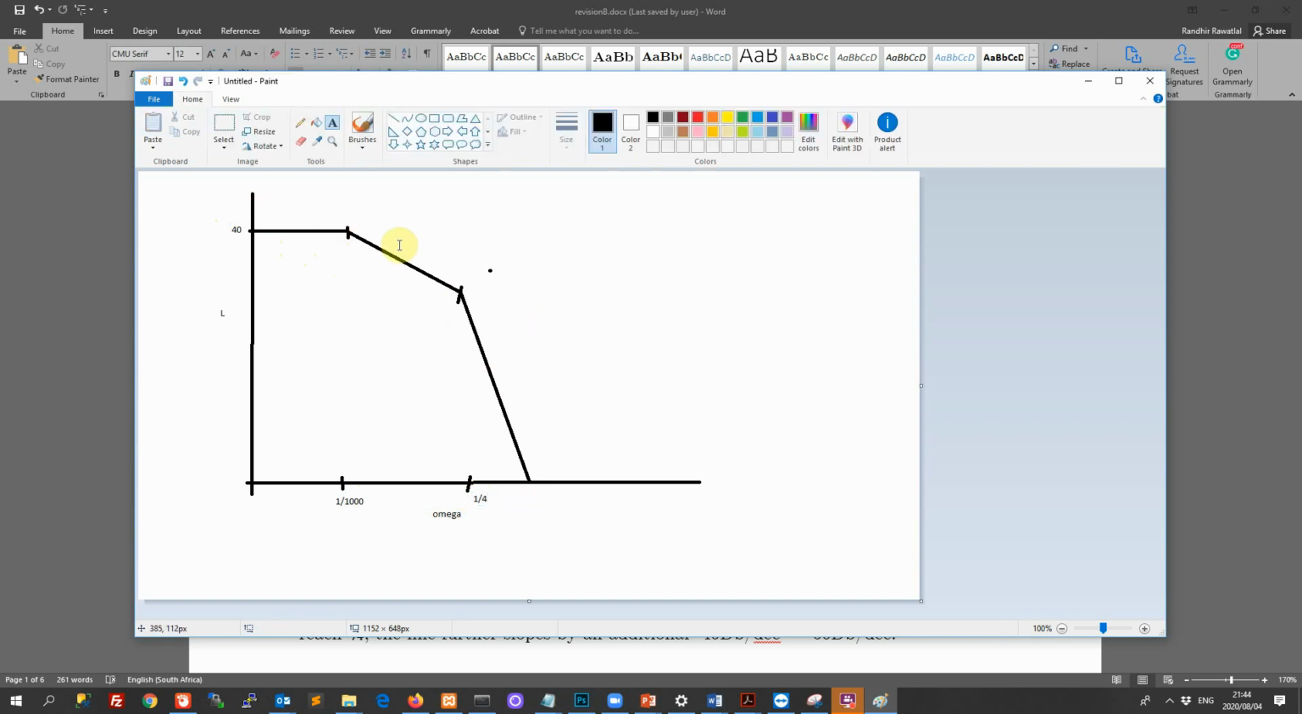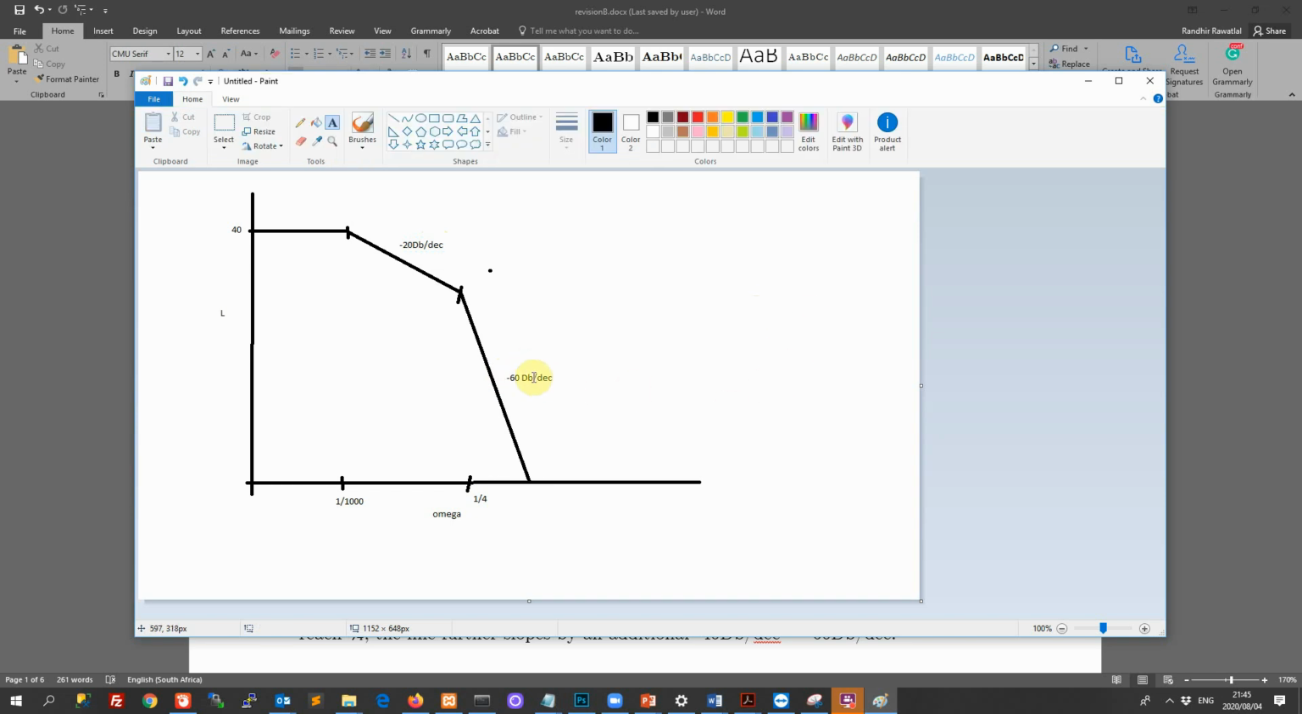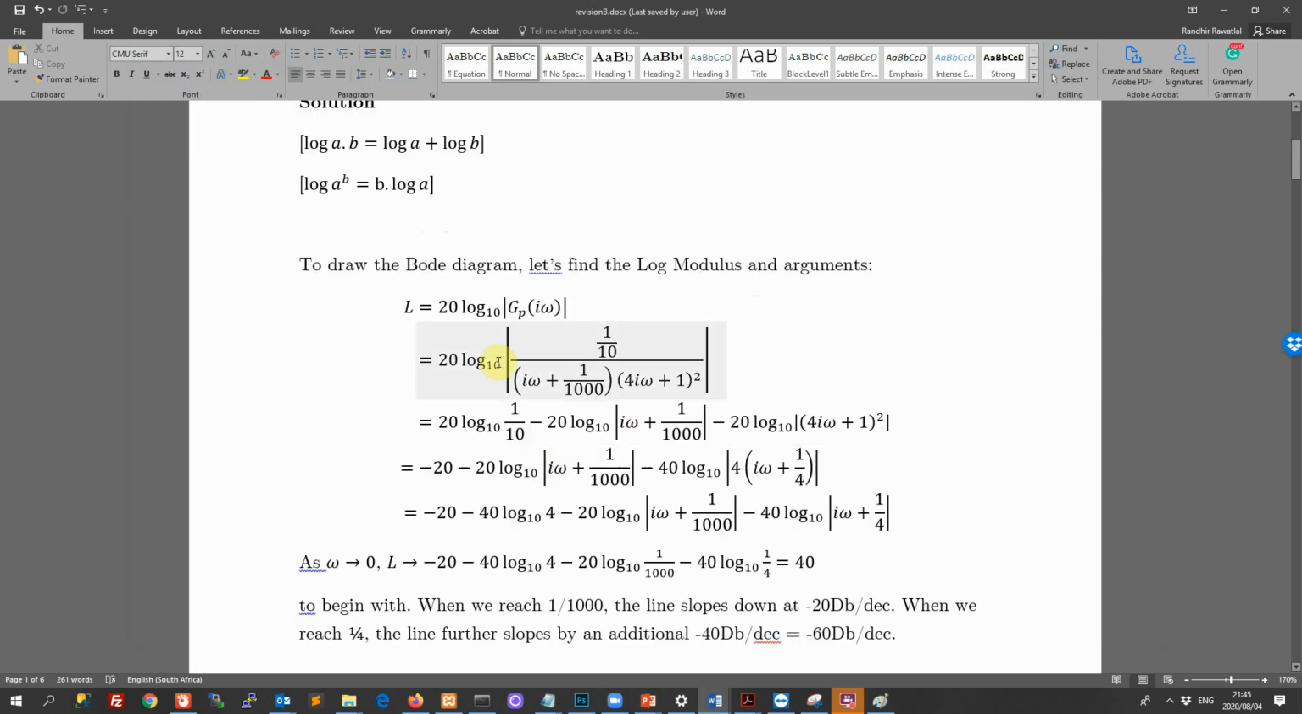And we've got a slope here of minus 20 decibels per decade, and this is minus 60 decibels per decade. Okay, so that's what we can get just by formulating this expression a little differently and finding some features.